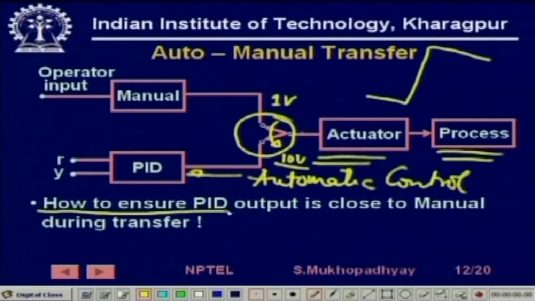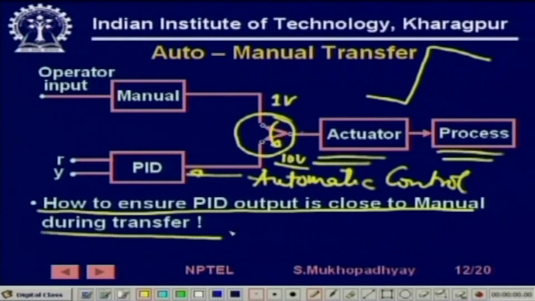Normally, if we want to increase the input, we ramp it up gradually. You do not give an input of 1 volt now, 10 volt, then again minus 2 volts. Such inputs are sometimes detrimental to the equipment, either in the process or to the actuator. So, the question is how to ensure that the PID output is close to the manual during transfer.